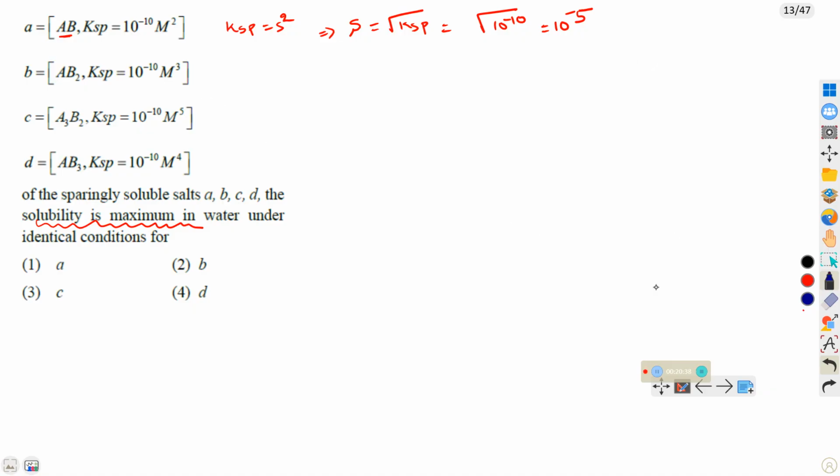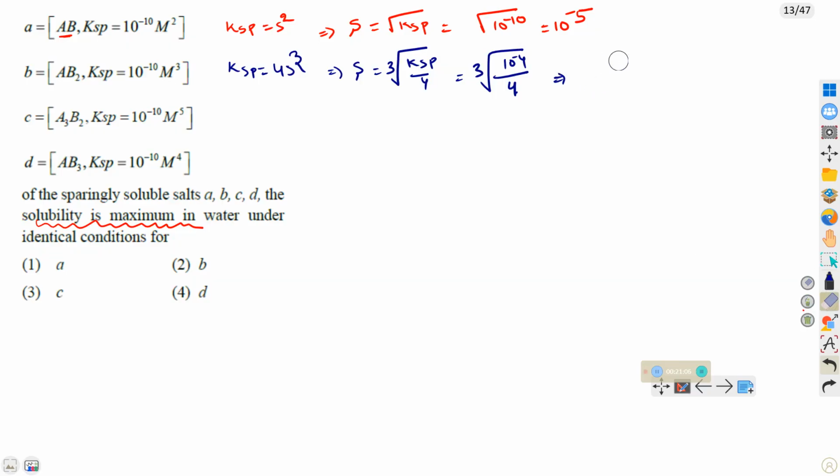Second salt is given as AB2 type of salt, KSP is equal to 4S cube. Then S is equal to cube root of KSP by 4. So cube root of 10 power minus 10 by 4. This value is less than 10 power minus 5. Otherwise do one thing: this is square root of 10 power minus 10, this is cube root of 10 power minus 10.